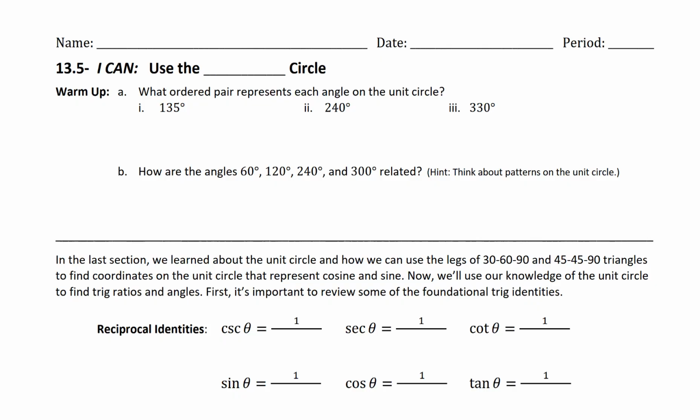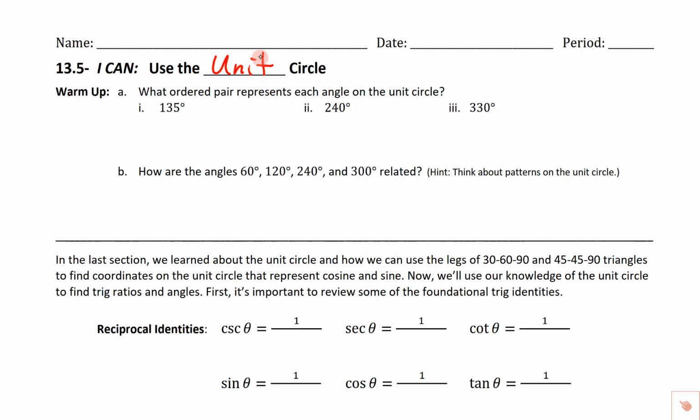The goal really is to get to the point where you don't need that sitting next to you, that you've got the unit circle memorized, okay? And you can just rattle off the identities, the common angles, the x and y coordinates on the unit circle and all that sort of stuff. So this is 13.5, the next section in line.